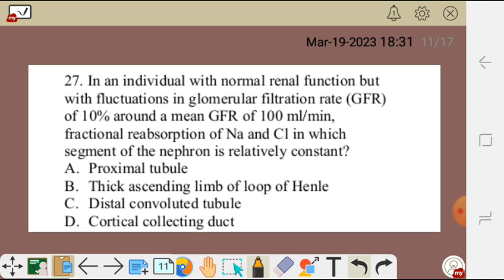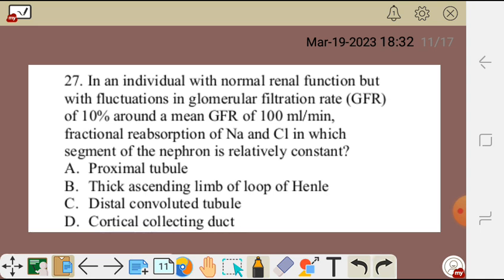Question 27. In an individual with normal renal function but with fluctuations in glomerular filtration rate of 10% around a mean GFR of 100 mL per minute, fractional reabsorption of sodium and chloride in which segment of nephron is selectively constant? A, proximal tubule. B, thick ascending limb of Henle. C, distal convoluted tubule. And D, cortical collecting duct.